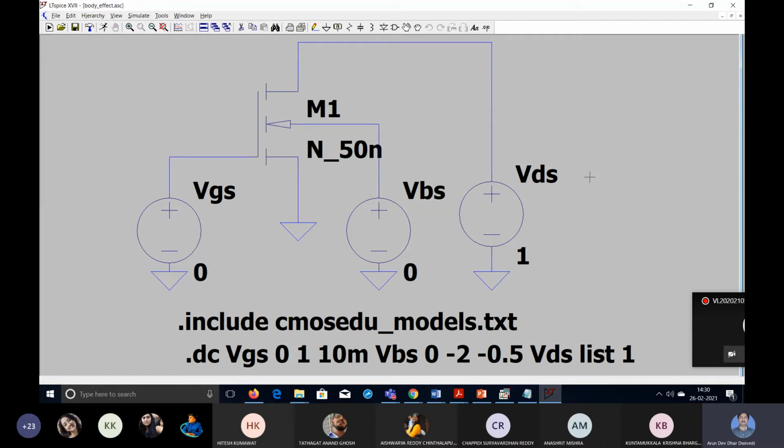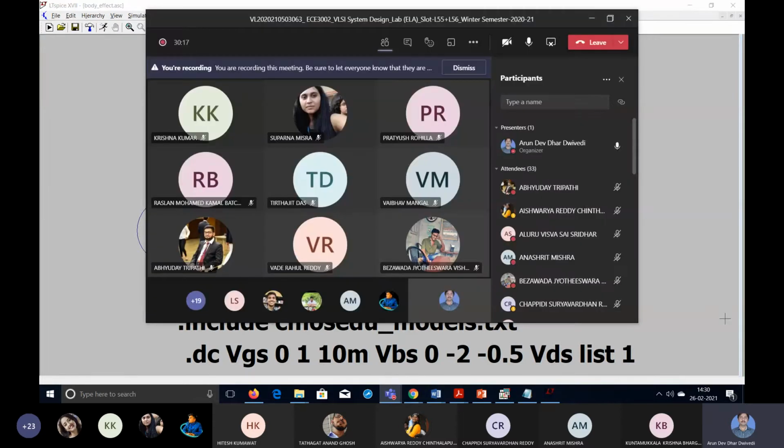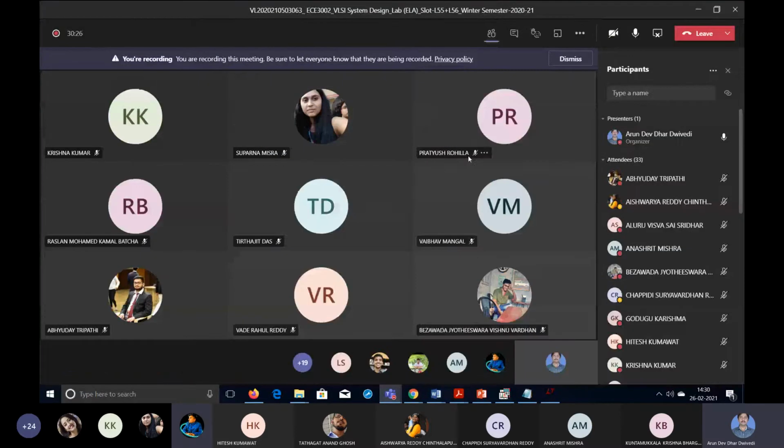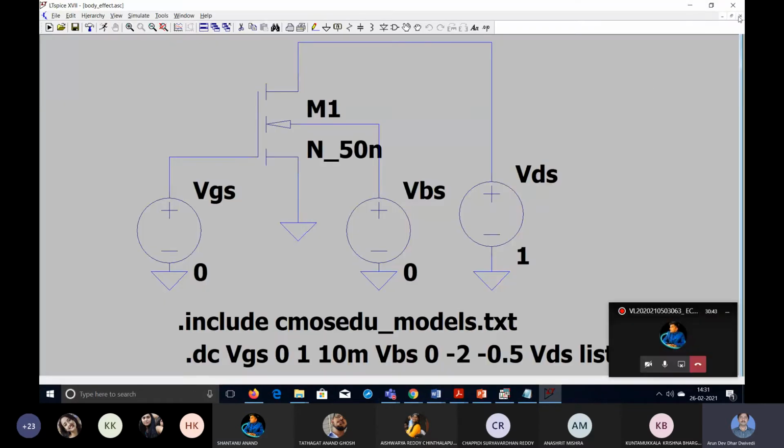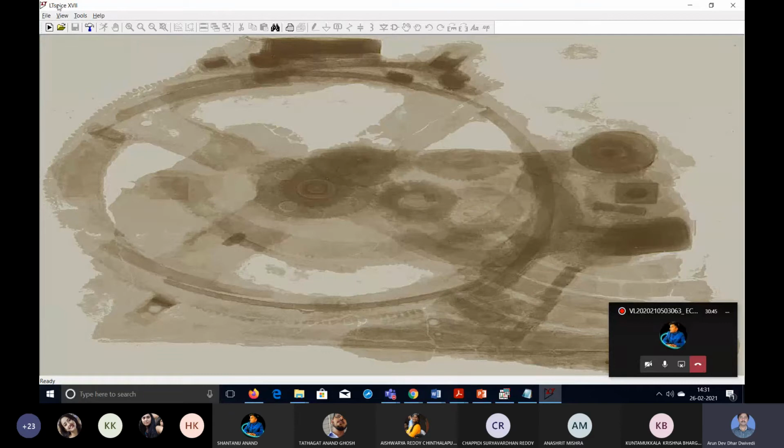Next, I can move to the CMOS inverter. If you have no questions, then I can move to the CMOS inverter explanation. Do you have any question now on the body effect? Dear student, is the body effect study clear? No, sir, no doubt till now. So now I'm moving to the CMOS inverter design. Okay, thank you. So I'm closing this one and moving to the CMOS inverter design.